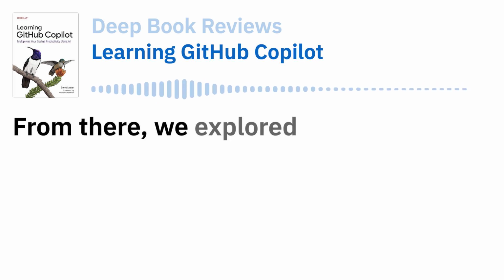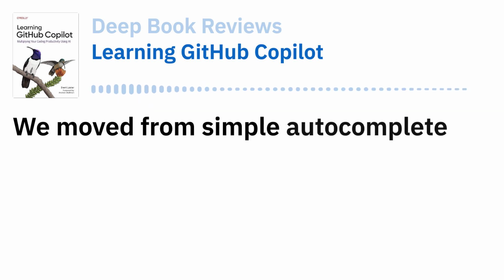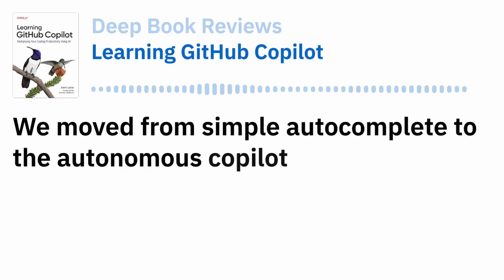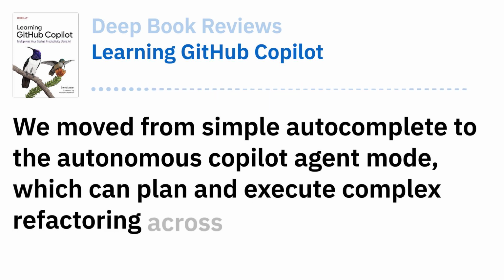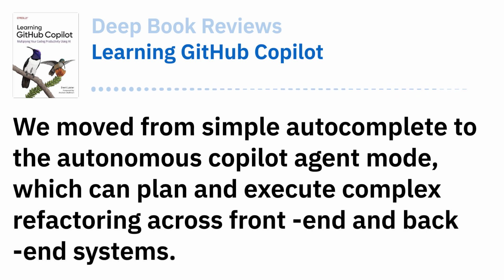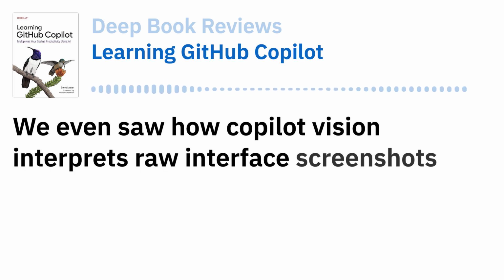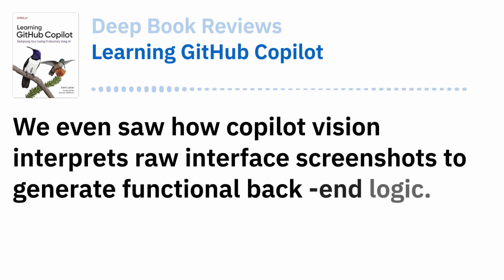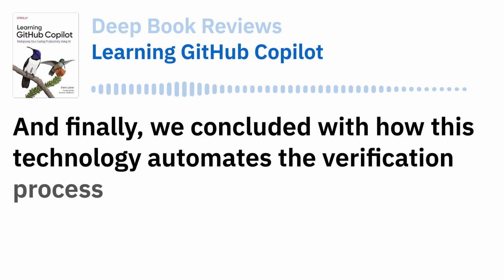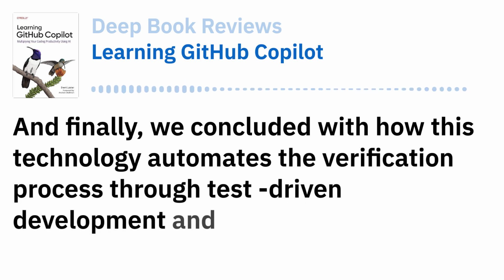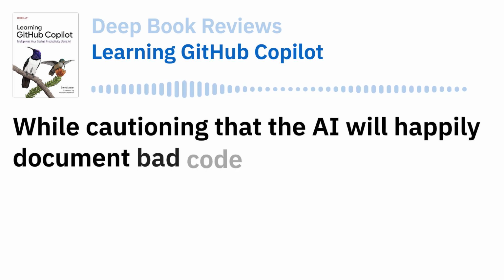From there, we explored the high-level automation of multi-file editing. We moved from simple autocomplete to the autonomous Copilot agent mode, which can plan and execute complex refactoring across front-end and back-end systems. We even saw how Copilot Vision interprets raw interface screenshots to generate functional back-end logic. And finally, we concluded with how this technology automates the verification process through test-driven development and automated documentation. While cautioning that the AI will happily document bad code if you let it.